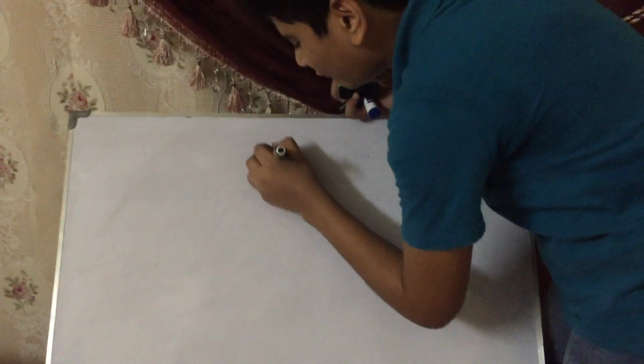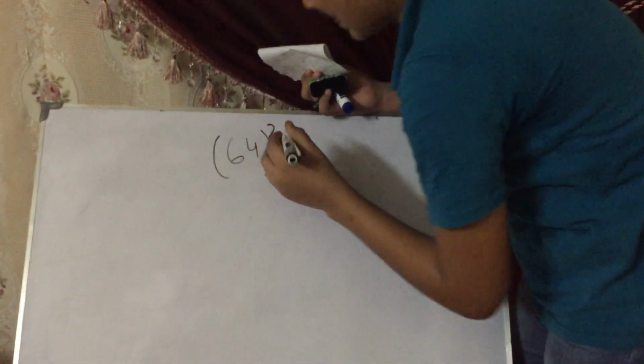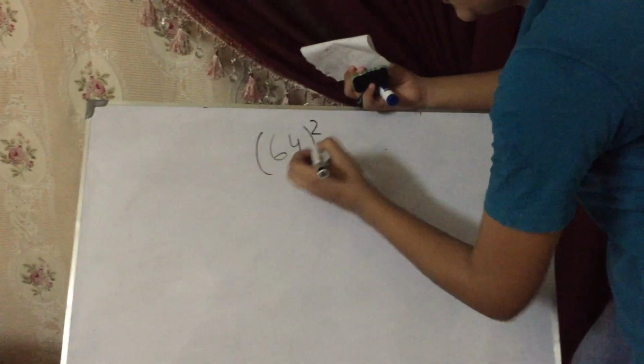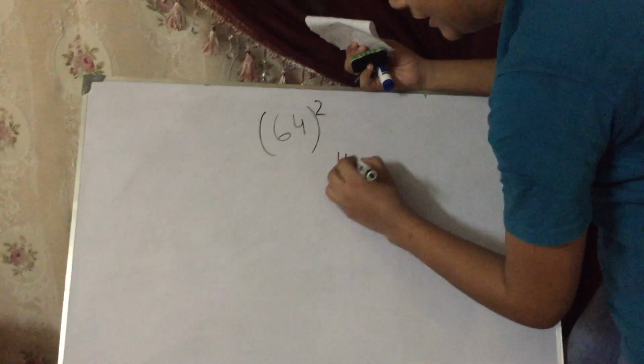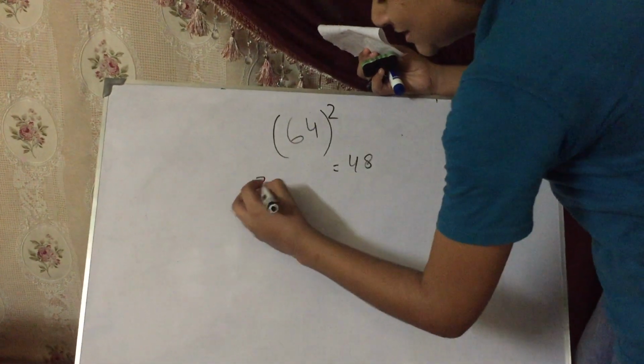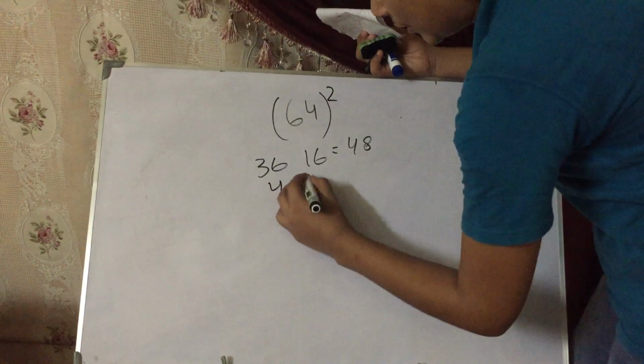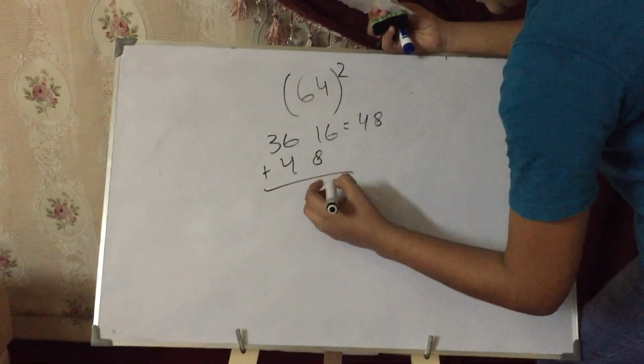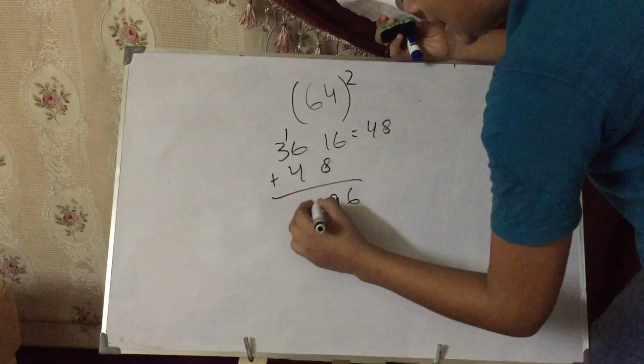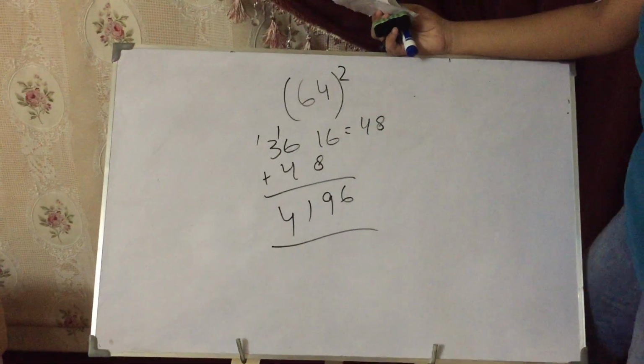Guys, let's solve only one number with a quick method. Okay, the number is 64 square. Let's do it in seconds. 6 4s are 24, 24 twos are 48. 48 is the answer. Now 6 square is 36, 4 square is 16, and 48 comes in between. And 6, 9, 10, 11, 4. 4441 is the answer.